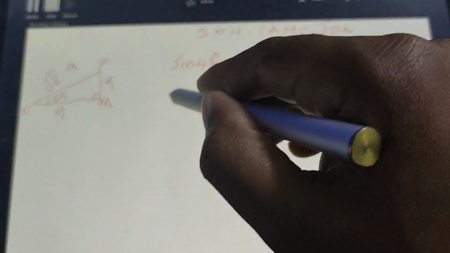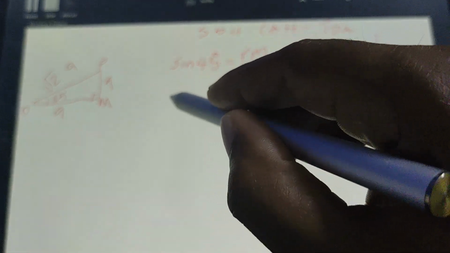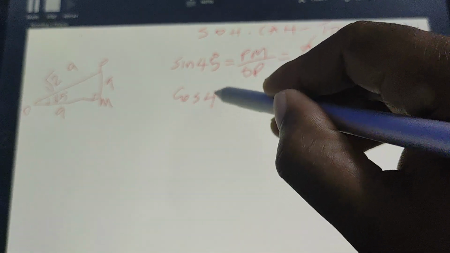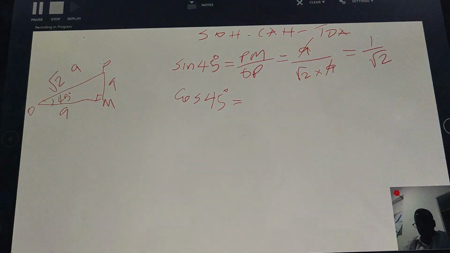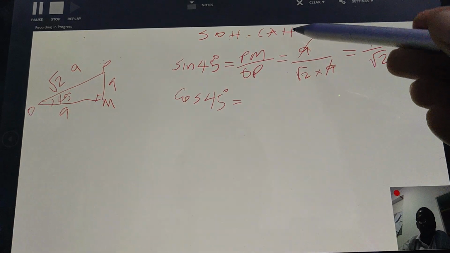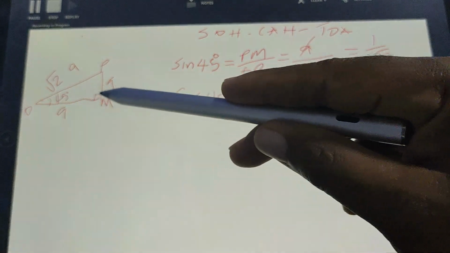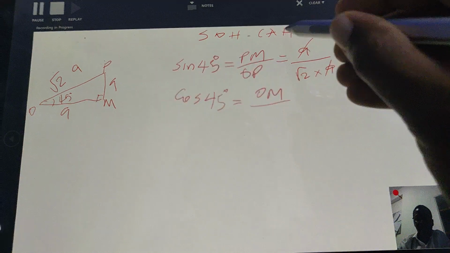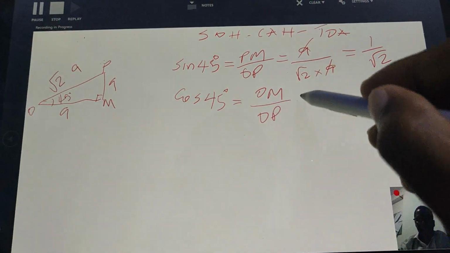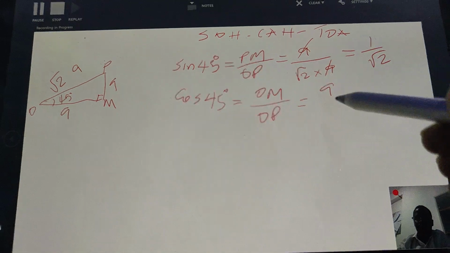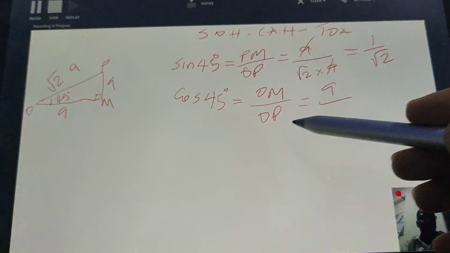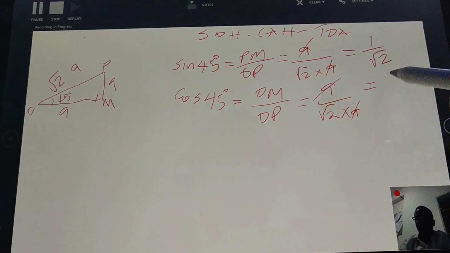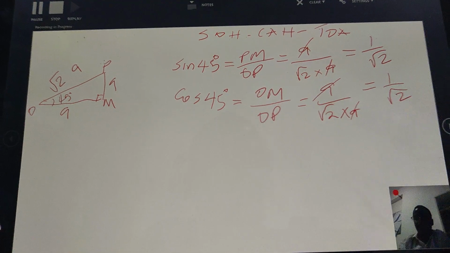And we can as well say that cos 45 degrees will be equal to adjacent over hypotenuse. Which one is our adjacent? OM. So it will be equal to OM over hypotenuse. Hypotenuse is OP. OM has the value of A, over OP. OP is root 2 times A, and A and A will cancel. You remain with 1 over root 2.